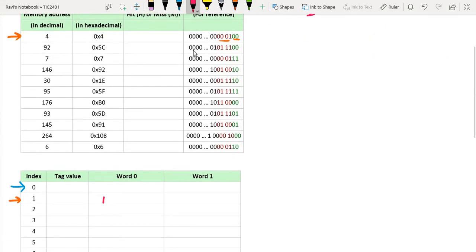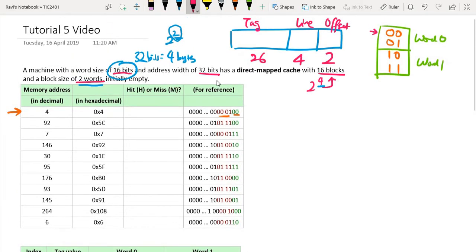So what I will have here is memory location 4 and memory location 5, and at the same time memory location 6 and memory location 7. When I write M4, M5 and so on, that means the data in address 4 and address 5 will come to word 0, and the data in address 6 and address 7 will come to word 1. The tag value in this case is 0, because the upper bits here are all 0. So that is the first access.